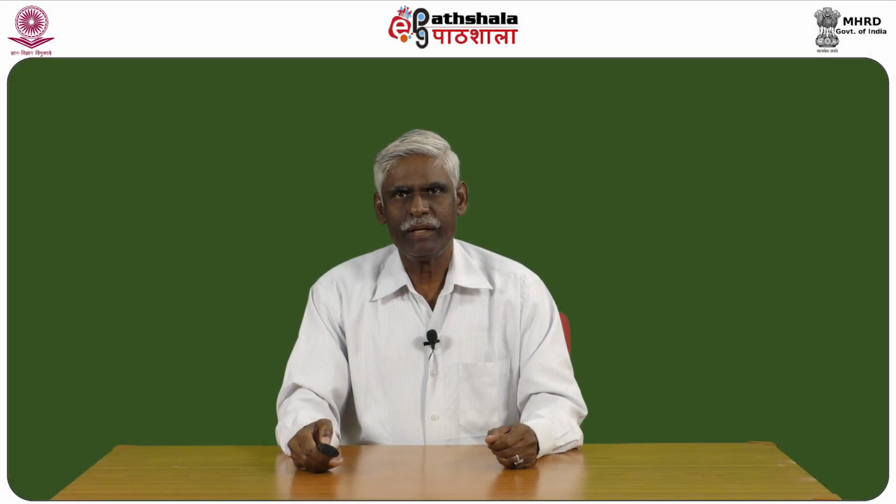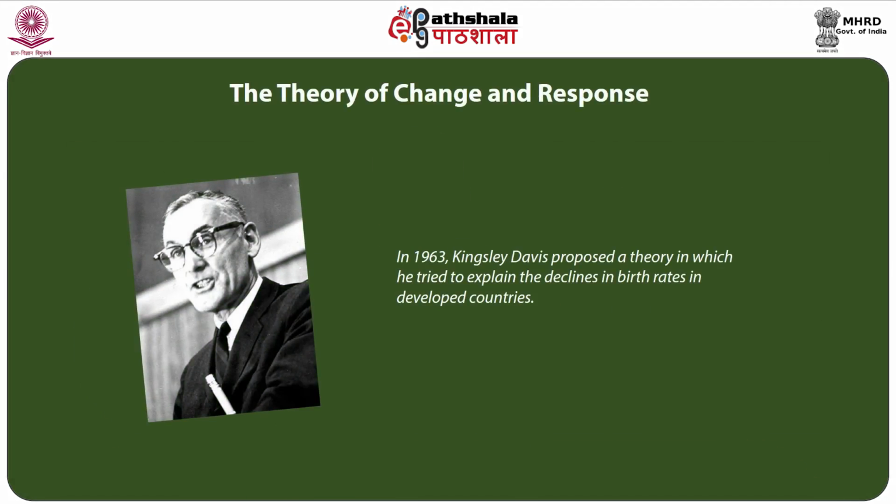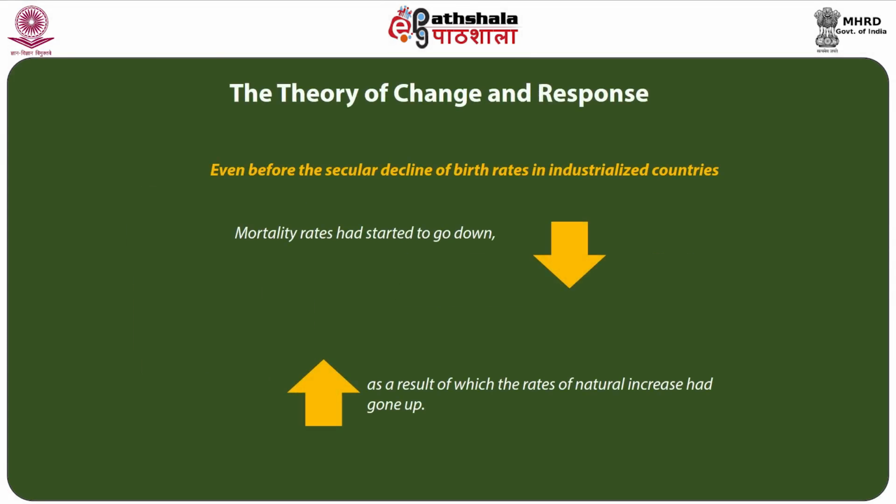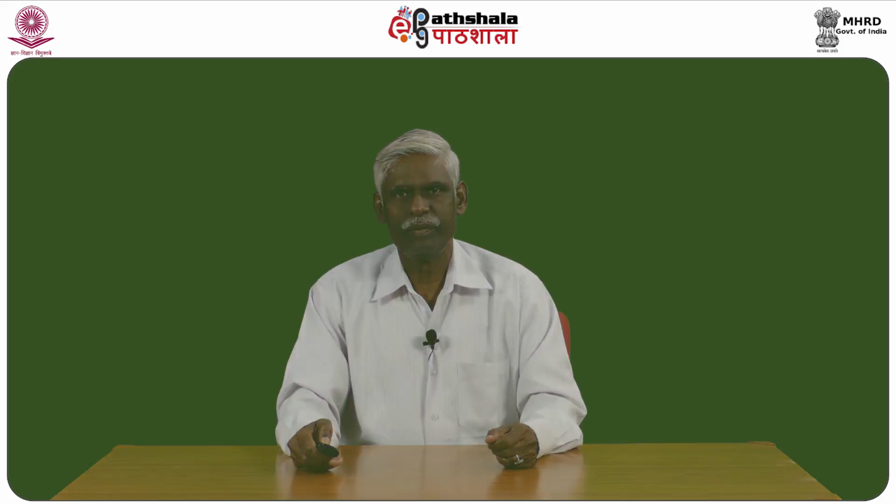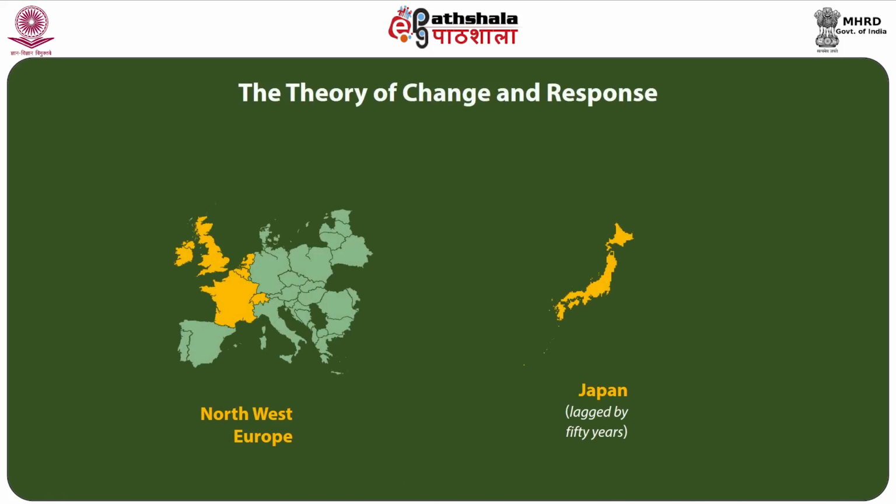In 1963, Kingsley Davis, a famous sociologist and demographer, proposed a theory in which he tried to explain the declines in birth rates in developed countries. It was known that even before the secular decline of birth rates in industrial countries, mortality rates had started to go down, as a result of which the rates of natural increase had gone up. This happened in Northwest Europe as well as in Japan, though the latter lagged by 50 years.